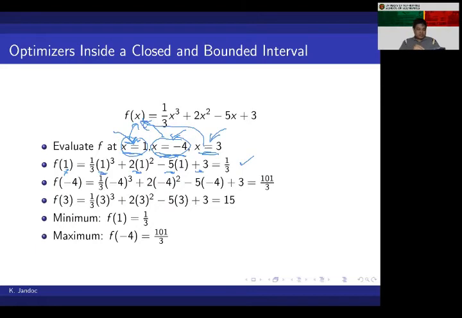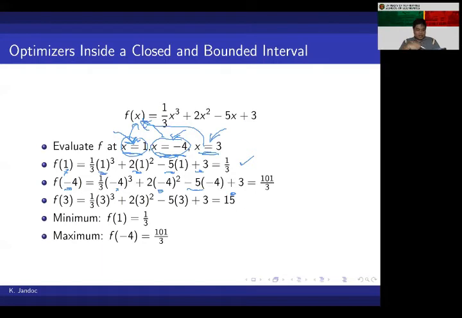Now, if you insert negative 4 here, you have 1/3 times negative 4 raised to 3 plus 2 times negative 4 raised to 2 minus 5 times negative 4 plus 3, which is 101 over 3. So roughly around 33 to 34.